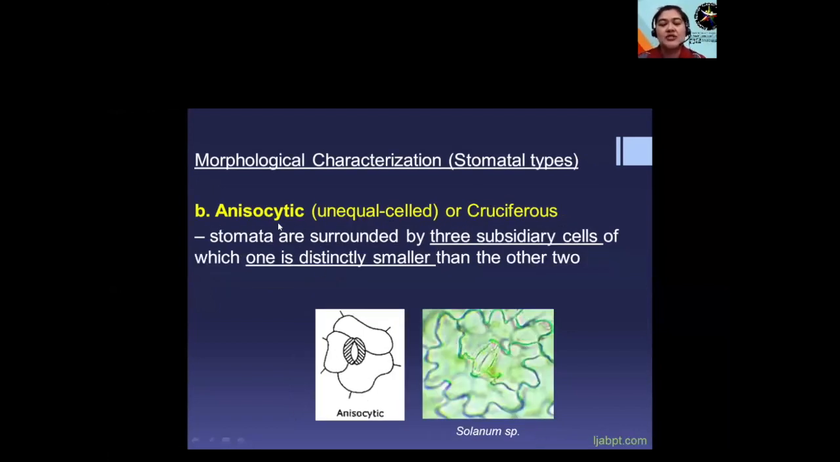Next, we have anisocytic or unequal celled. This we find in crucifers. Okay, you have 3 subsidiary cells, 1, 2, and 3, where one is distinctly smaller than the other two. This is smaller than the other two. So in our example, Solanum species, you have 1, 2, 3 subsidiary cells, and this would be the smallest among the 3. That is anisocytic.